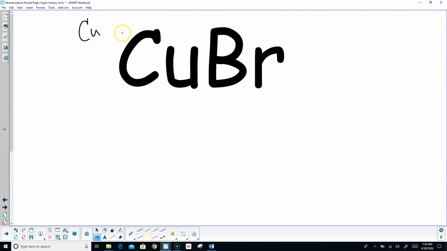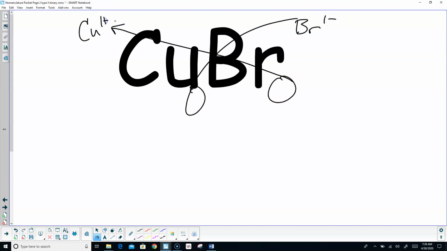Okay, copper. Copper goes here, bromine goes here. This understood one goes to bromine. This understood one goes to copper. Bromine's charge is 1 minus, so this means that this is copper, Roman numeral 1, bromide.